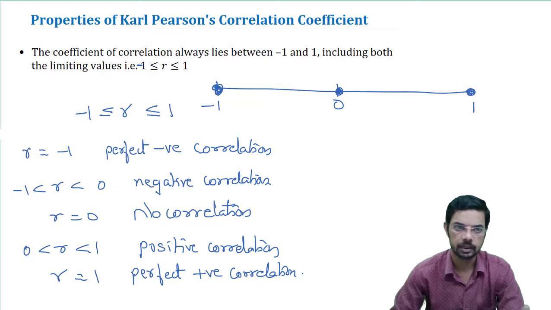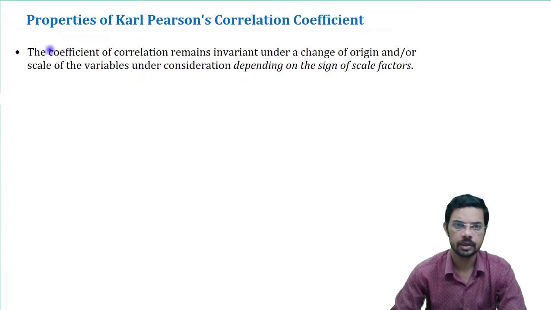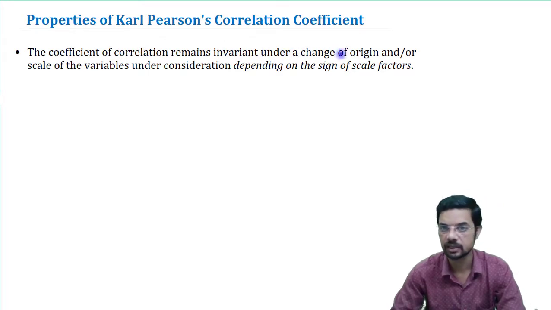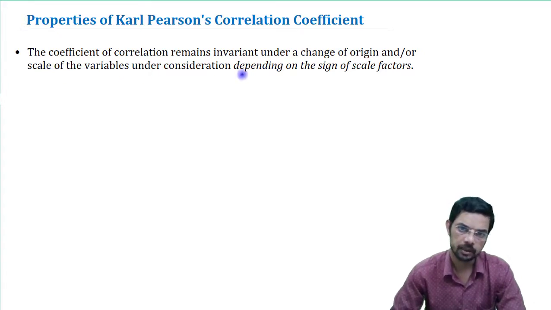One more property is related to change in scale and change in origin. We shall understand that first. The correlation coefficient remains invariant under the change of origin and or the change of scale of the variables. But it is dependent upon the sign of the scale factors.